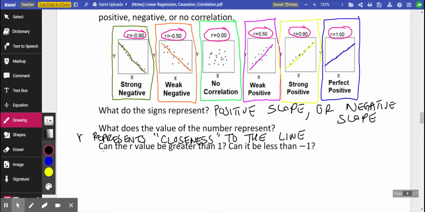And then finally, can the R value be greater than 1? Can it be less than -1? The answer for this is no. It can only go up to +1 and down as far as -1. 0 would mean there's no correlation.